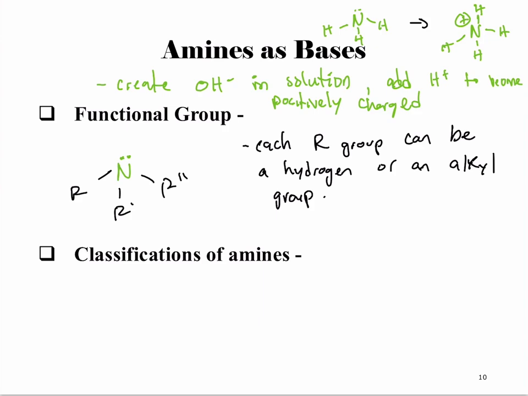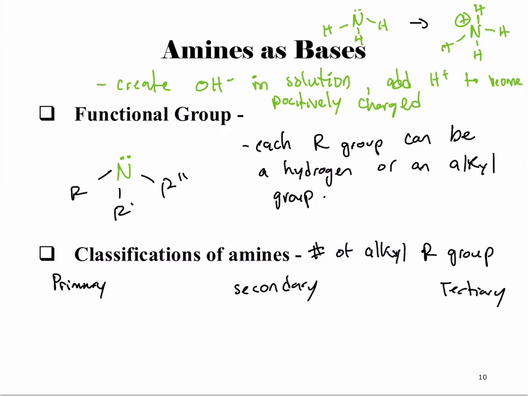And the classification of amines, so they get classified like alcohols get classified: primary, secondary, tertiary. So we have 3 different scenarios: primary, secondary, or tertiary. This is determined by the number of alkyl R groups. And what that means in a not so jargon way is just the number of carbon-based groups that are bonded to the amine.